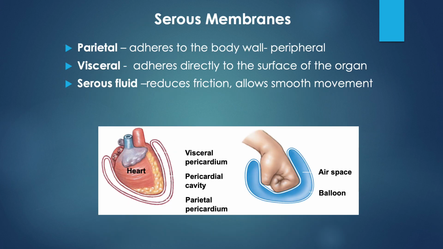So here's just a quick slide for your notes that differentiates parietal membranes from visceral membranes. Parietal membranes are the ones that are going to be peripheral and adherent to the body wall, whereas the visceral serous membranes are going to adhere directly onto the surface of the organ. So that's demonstrated really nicely in the image below. And serous fluid is the fluid that is there to prevent some friction or trauma. So it gives a little bit of space and allows for some movement and lubrication.